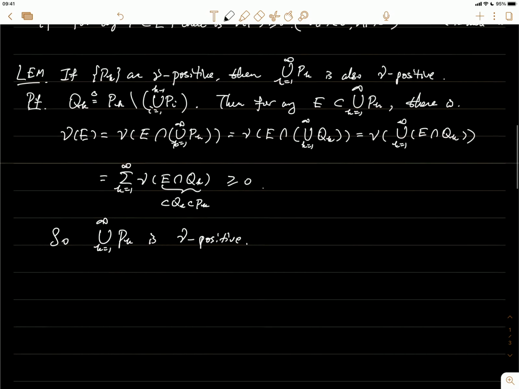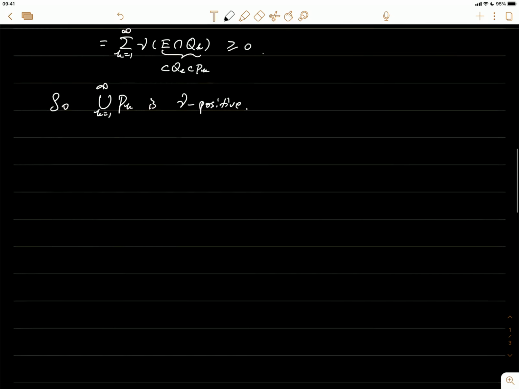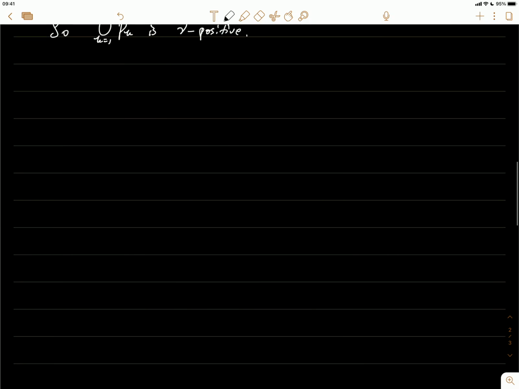Okay, so this prepares us with an important fact. Once we have new positive sets and take the union, we still have a new positive set. And this will be used in the following theorem called the Hahn Decomposition Theorem. That's a very important result for signed measures.